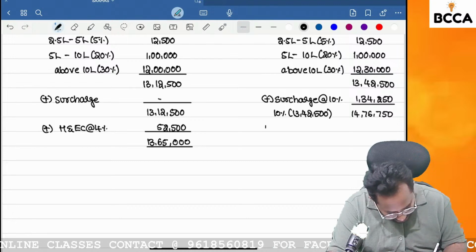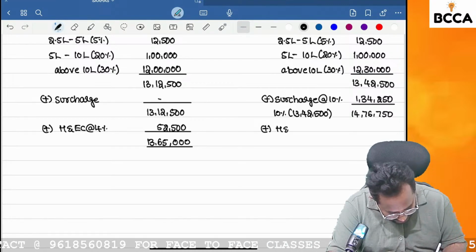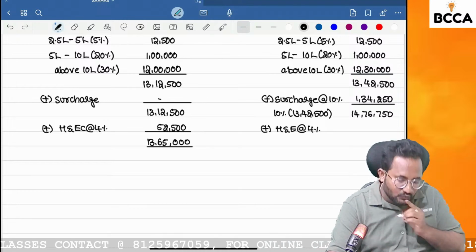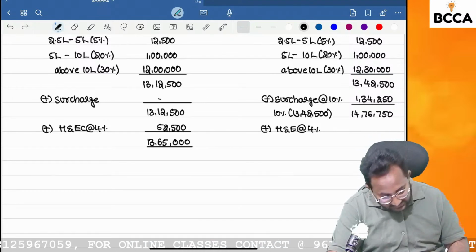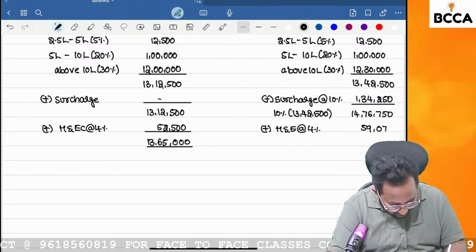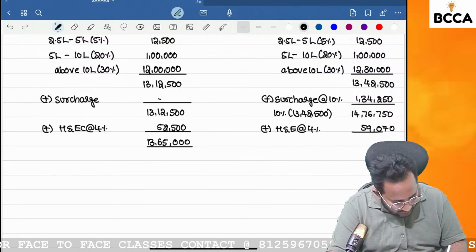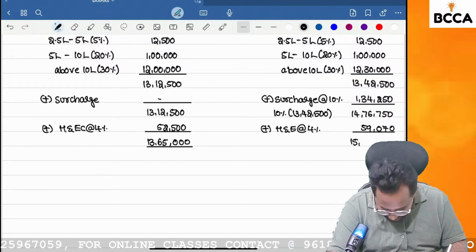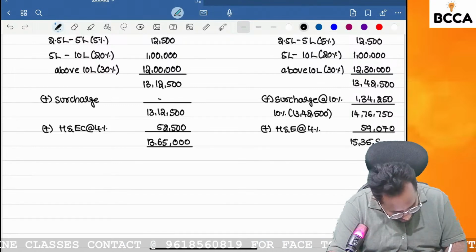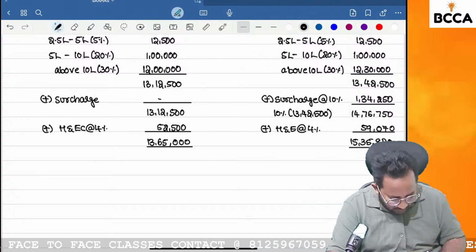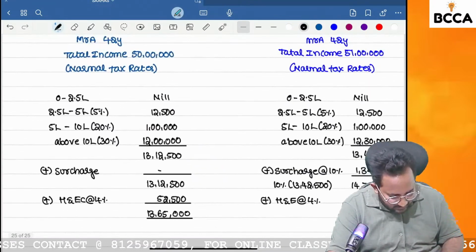Next, we have to add the health and education cess at the rate of 4% on that 14 lakh 76,750. The amount is 59,070. So the total amount is 15 lakh 35,820. So we have found the tax liability in these two cases.